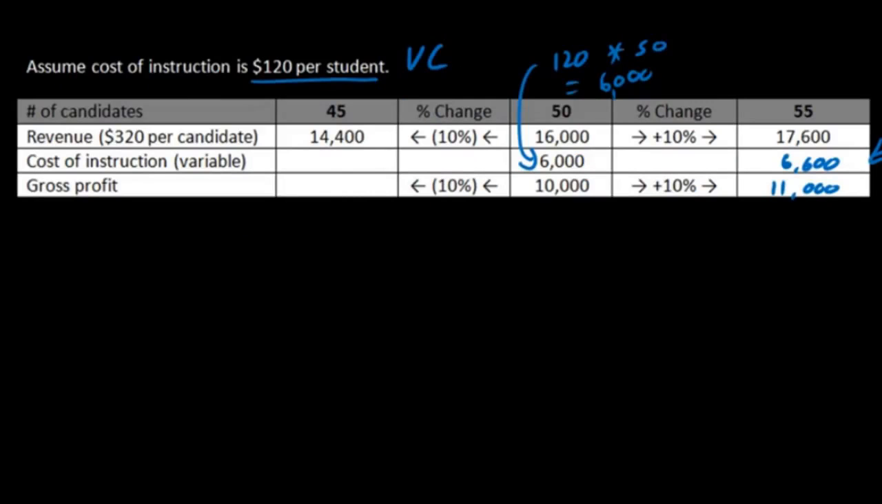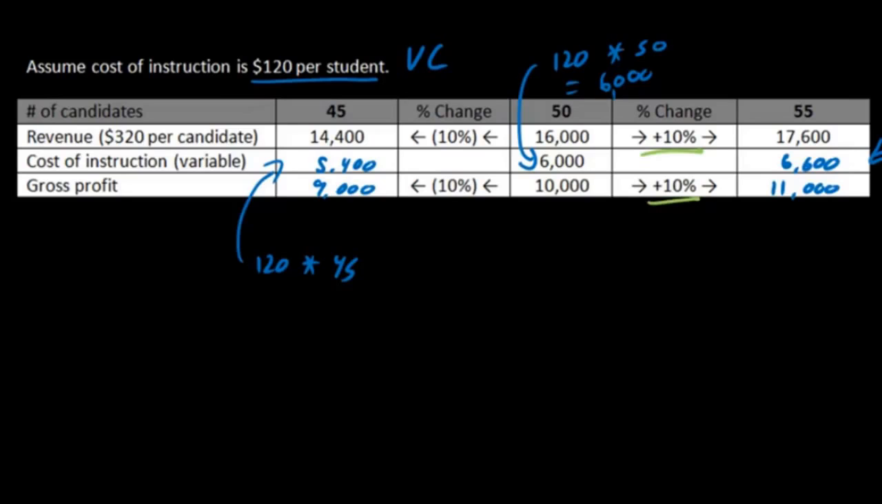Now let's also calculate it assuming we had a 10% decrease in sales. So instead of having 50 students, we only have 45. Well, our revenue drops from 16,000 to 14,000, and that's just 45 times 320, right? Our cost is also going to change. Our cost is going to decrease. Our cost for the instructor is now going to be 5,400. And this 5,400 is just a 120 per student times 45 students, making a gross profit of 9,000.